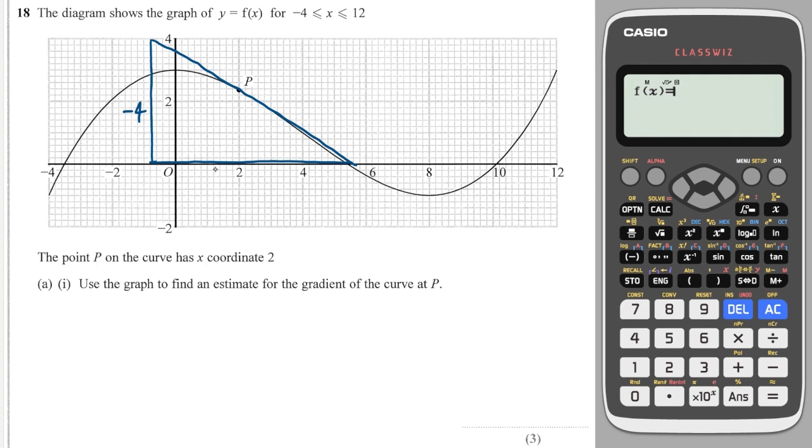And the run across is 0.8 plus 5 plus 0.8 again. So that is 5 plus 0.8 plus 0.8. I would say that's roughly about 6.6 going across there.